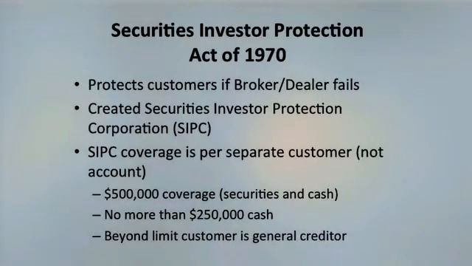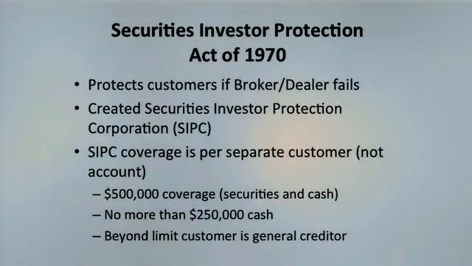Okay? Now let's talk about that $500,000 coverage, securities and cash, no more than $250,000 in cash. I have $200,000 in securities in an account. I also have $300,000 cash in the account. Now, cash is a free credit balance, not a money market mutual fund, but a free credit balance. So $200,000 in securities, $300,000 in cash. My account is valued at $500,000. Do I have $500,000 worth of SIPC coverage? No, I don't. Because of that $300,000 in cash, only $250,000 is covered by SIPC. So $200,000 of the securities would be covered.